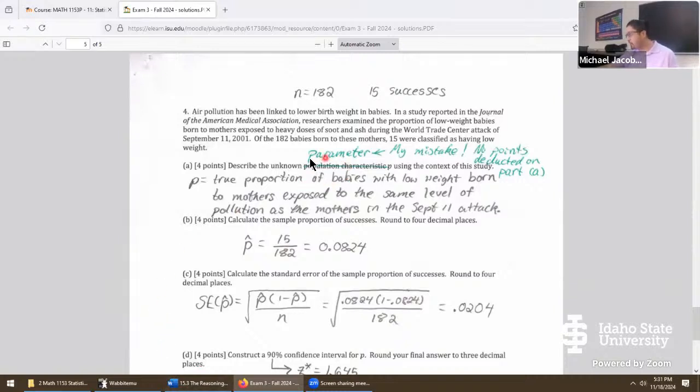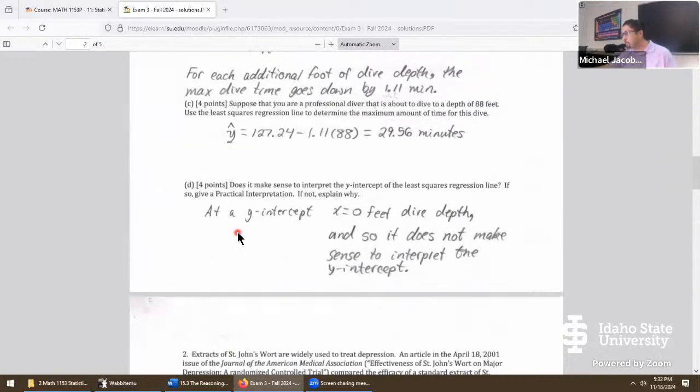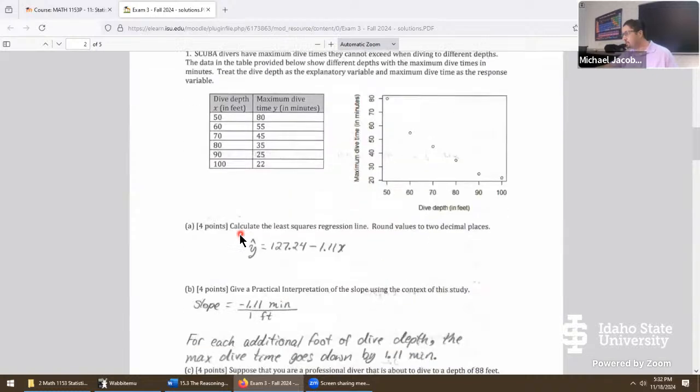Aside from that typo there, or rather a mistake in the verbiage on problem number 4, are there problems that folks would like to take a look at? Number 1. Yeah, absolutely. So problem number 1, looks like this one was a regression problem. After importing the data, the model should have come out like this. So y hat is 127.24 minus 1.11x.